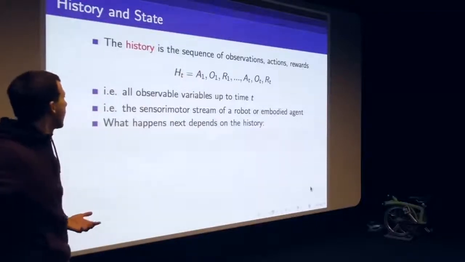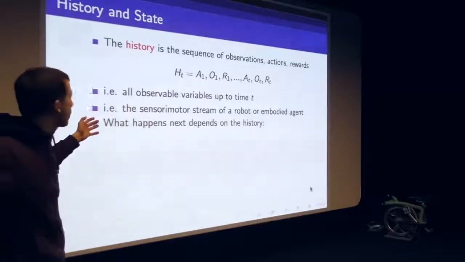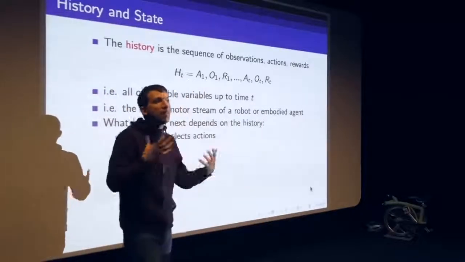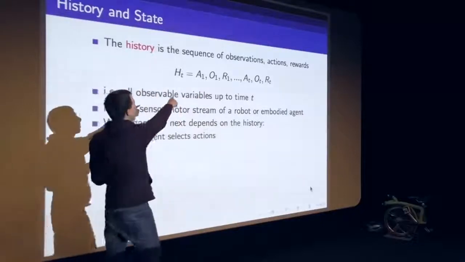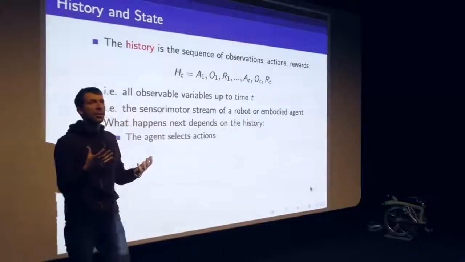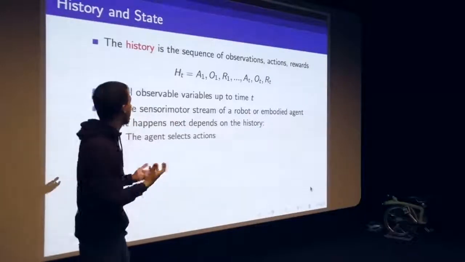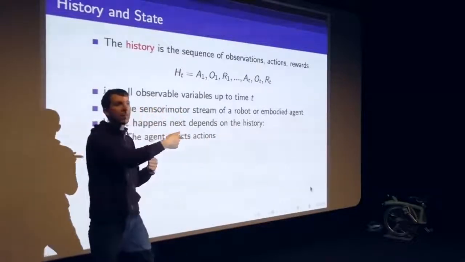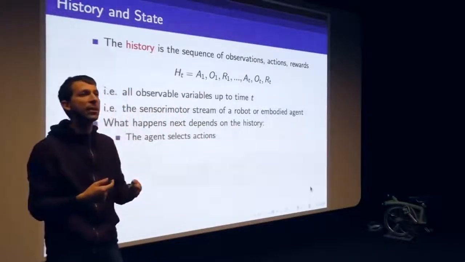And what happens next actually depends on this history. So our algorithm, we get to build something which is essentially a mapping from this history to an action. That's our goal, to build a mapping. An algorithm is a mapping from one of these histories to picking the next action. So what happens next from the agent's point of view depends on the history.